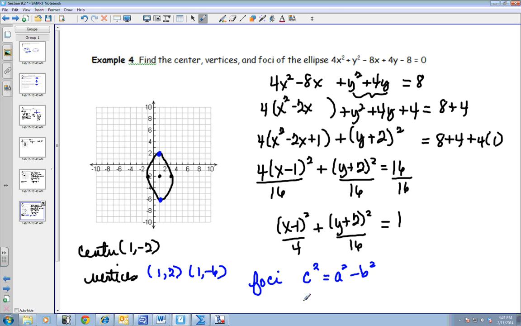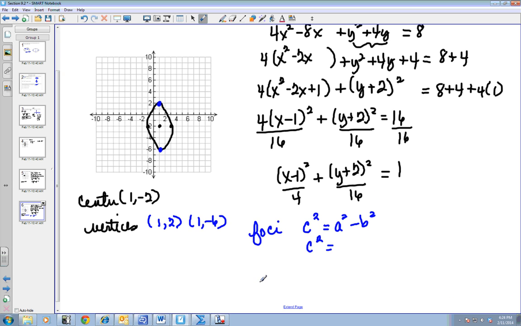Okay, so I'm looking at this. C squared equals, my A is always my biggest number. So my A is 4 because the square root of this, it's being squared already. So 16 minus 4, here's my A squared, this is my B squared. So C equals the square root of 16 minus 4, which is 12. So that's going to be plus or minus. When I simplify that, that's 4 times 3. So that's 2 square root of 3.